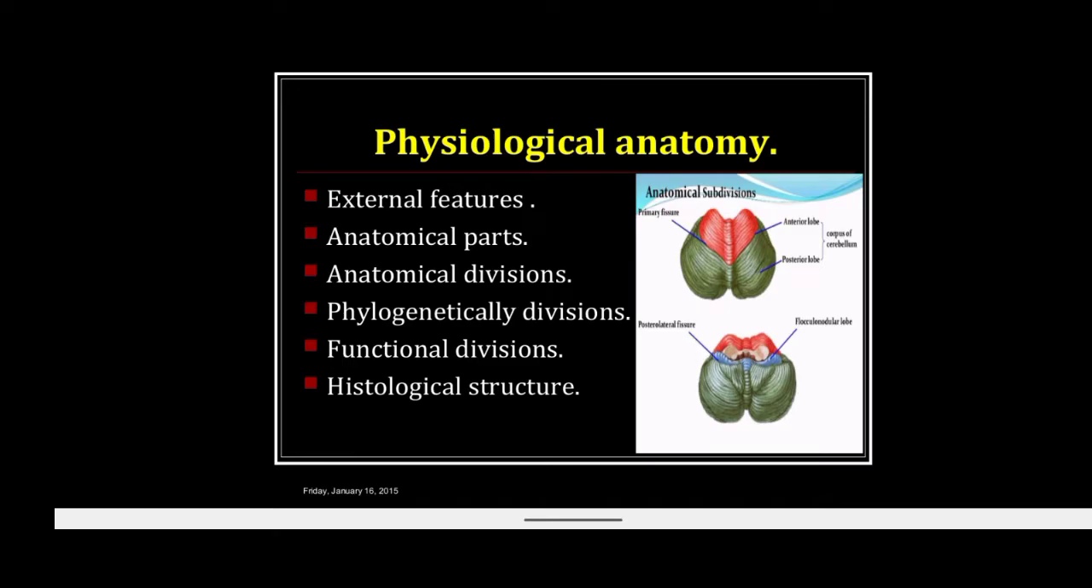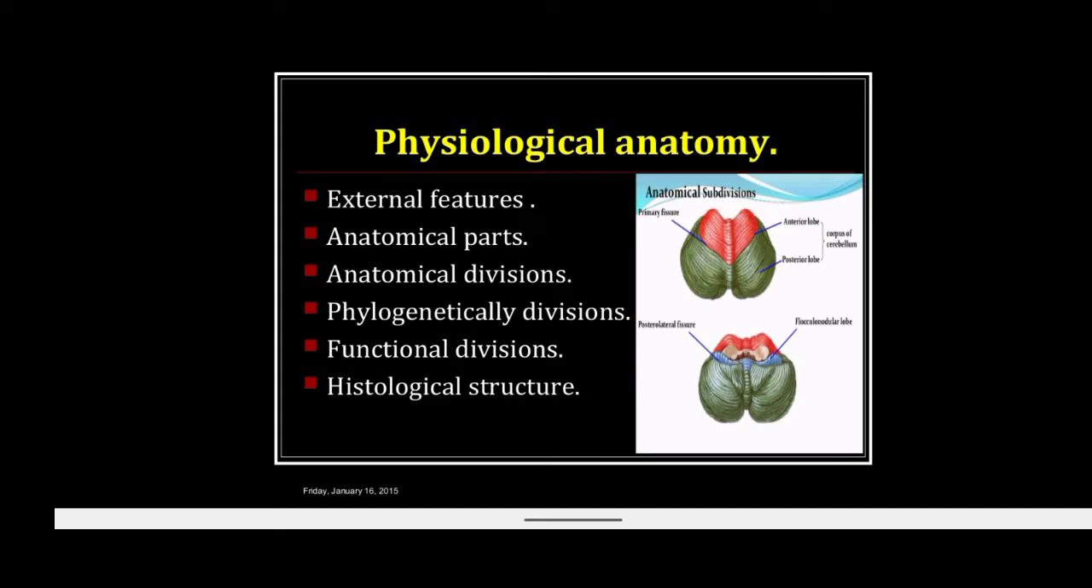So cerebellum consists of vermis and two cerebellar hemispheres. So this picture shows the anatomical structure of cerebellum. In the middle here is the vermis, and the two laterals are the cerebellar hemispheres. The vermis is situated in the middle and this vermis is connected to the cerebellar hemisphere.